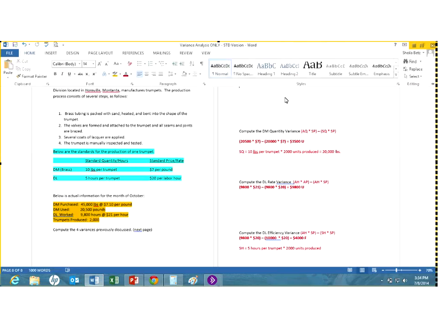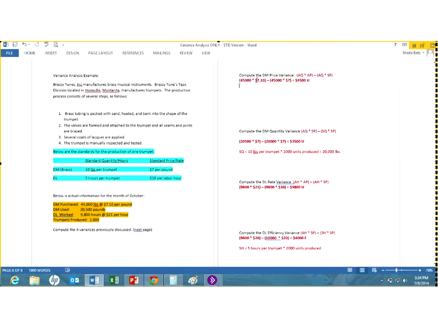Now, how do I know if that's favorable or unfavorable? Well, we're comparing the prices that we paid. So we paid $7.10 when we had expected to pay $7. So since we paid more than what we had expected, this would be an unfavorable variance.